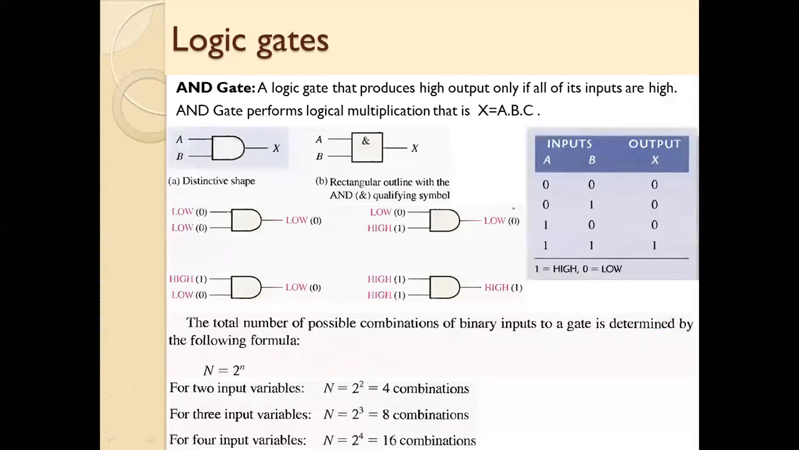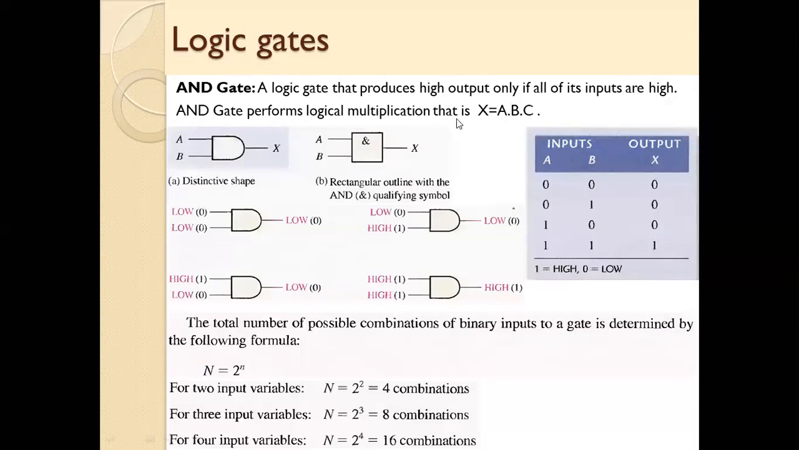Now, AND gate. I can define the AND gate as a logic gate that produces high output only if all of its inputs are high, or a logic gate that produces low output if any one or more inputs are low, is called an AND gate. So in very simple terms, the AND gate performs logical multiplication.